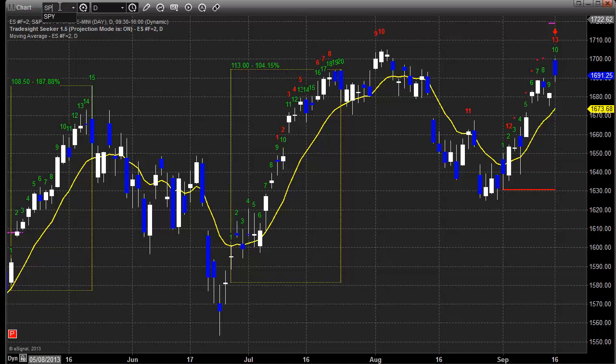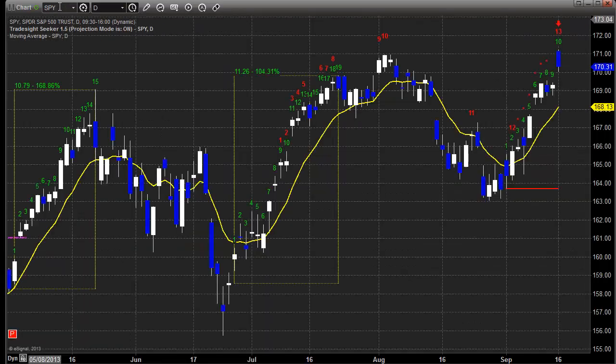I'm going to flip the chart here to the Spiders, which is the ETF surrogate for the broad market, and you can see that we have the same setup in place here. We have our 1 through 19 setup. We've got our exhaustion warning in place on today's candle. We've got a range high camouflage sell signal. So everything's lined up here for at least a gap fill and a potential change in trend.